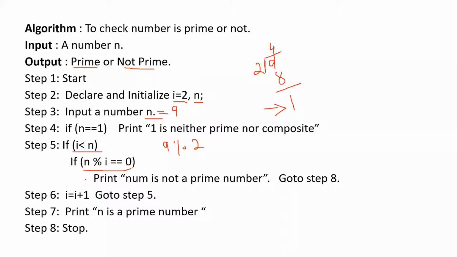Then to which line will it be going? If this is satisfied only, it will print number is not prime. If this is not satisfied, it will go to step 6, so it will be incrementing the I value by 1. Now tell me what will be after step 6. What will be the condition checking over here? Answer in the chat box.